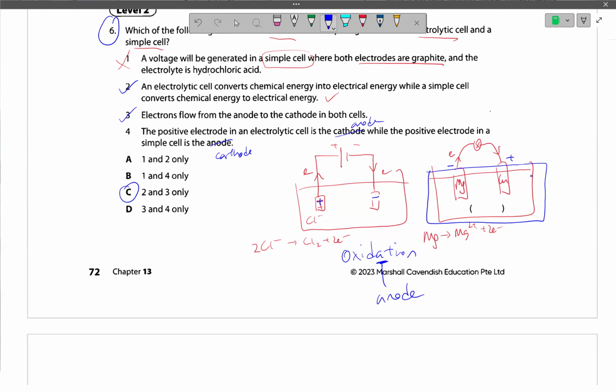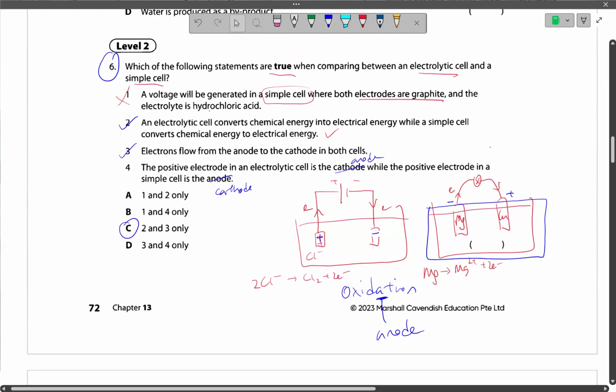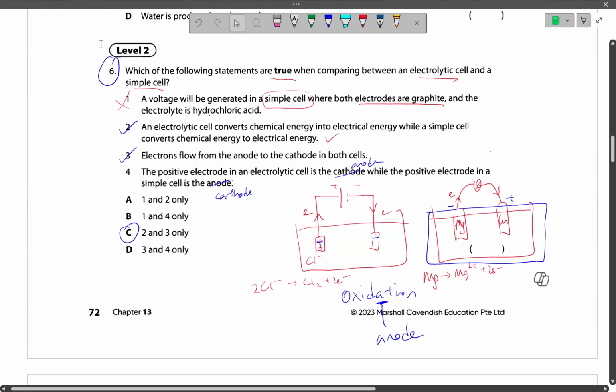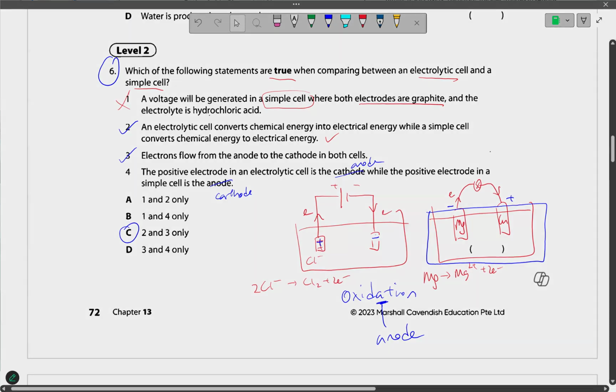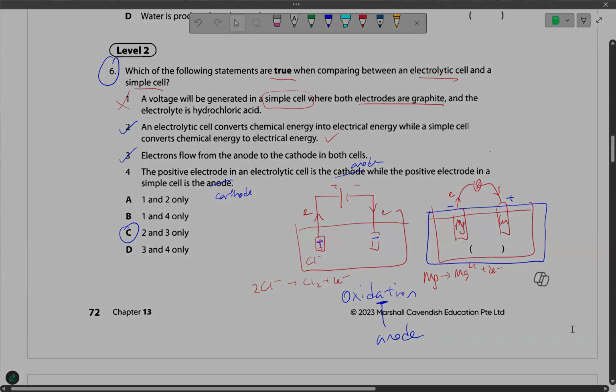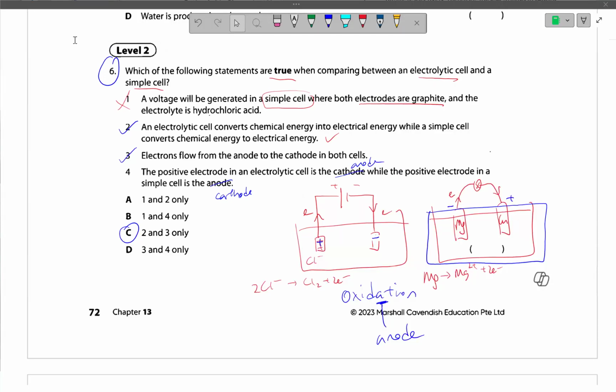Okay, that was it. Okay, this question is very important, so make sure you remember. Just copy this out. Wait, make it bigger. Okay, then we'll move to the next question.